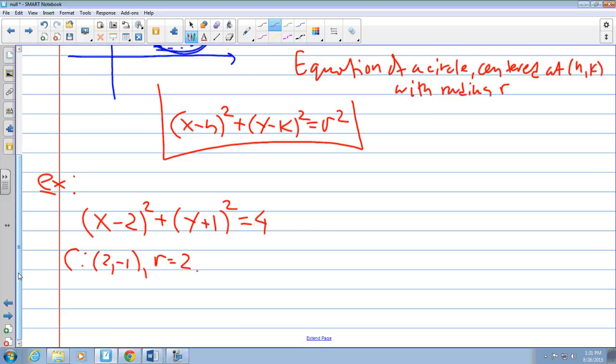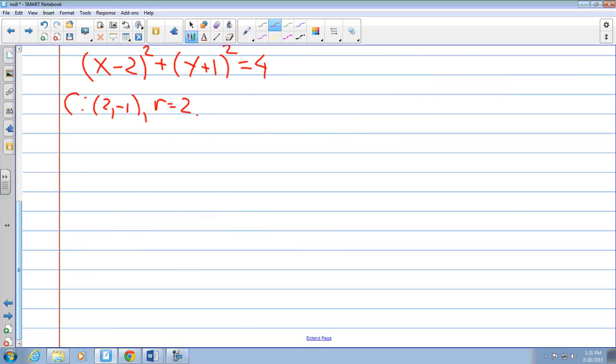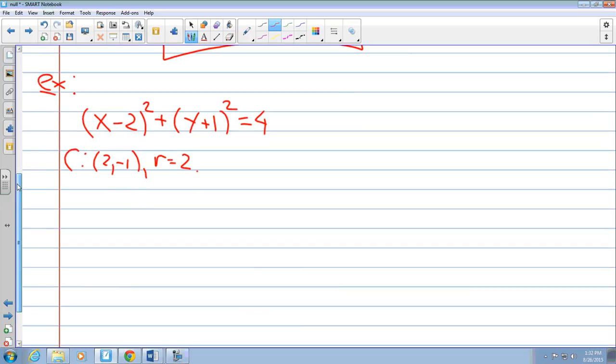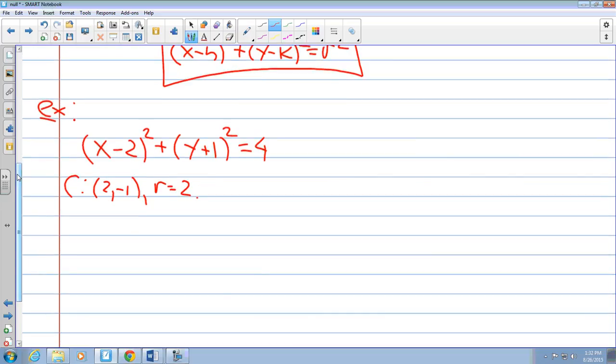I can graph it, right? Shouldn't be too hard to graph this circle. So where is the center? +2, -1, and the radius is 2, so it'll actually touch this. It'll be tangent to the y-axis, something like that, right? The center (2, -1), radius is 2.